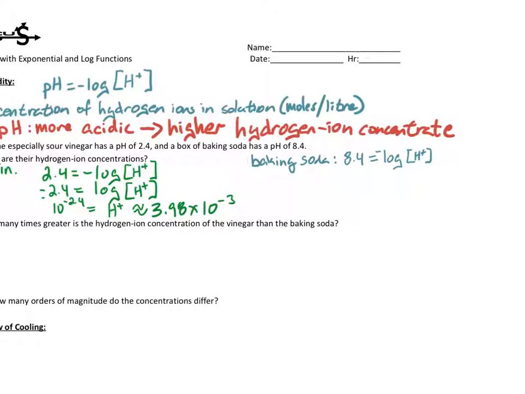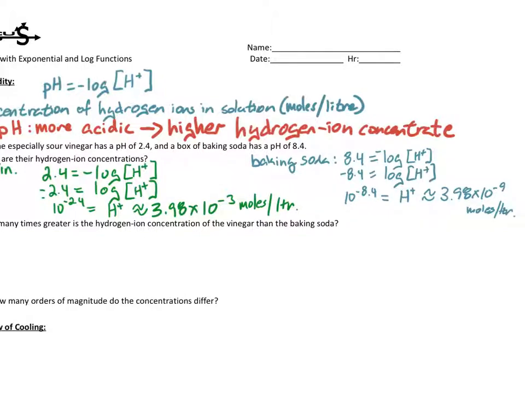Okay, hopefully you started by setting up your equation like this. You divide by a negative, so you have negative 8.4 equals the log. Then we have base 10 to the power of negative 8.4 is going to give us our concentration. Plug that into your calculator and put that in scientific notation. We have 3.98 times 10 to the power of -9. Now, both of these are in moles per liter.